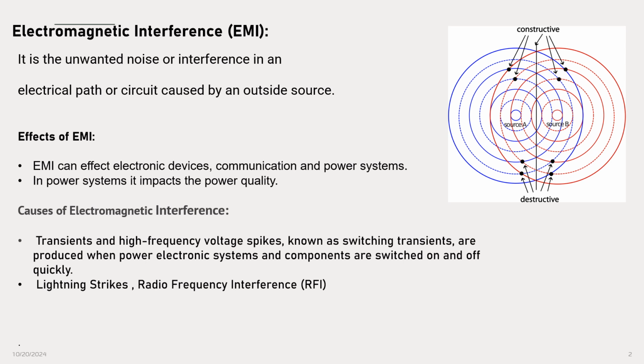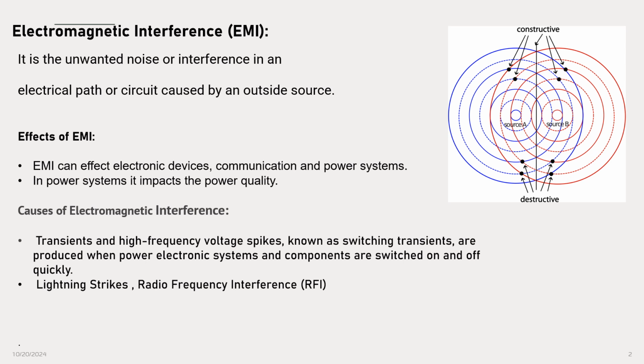Effects of EMI. In electronic devices, EMI can disrupt their functioning, leading to errors, data loss, or malfunctions. In communication, interference can affect wireless communication signals, causing noise or signal degradation. In power systems, EMI can impact power quality, leading to voltage fluctuations or harmonic distortions.